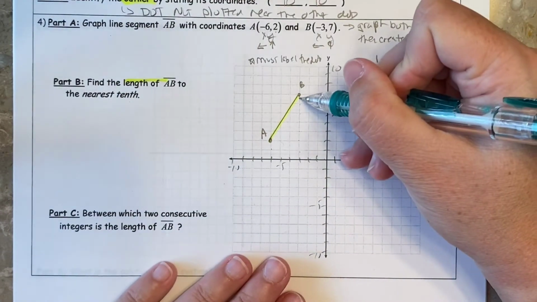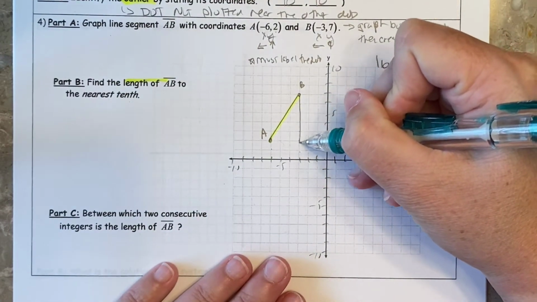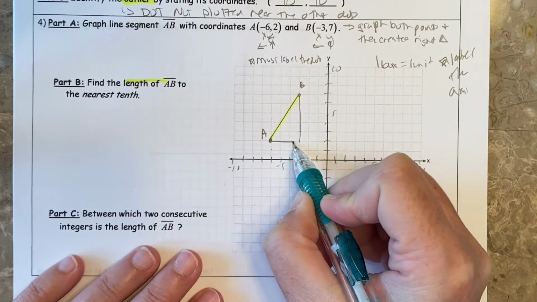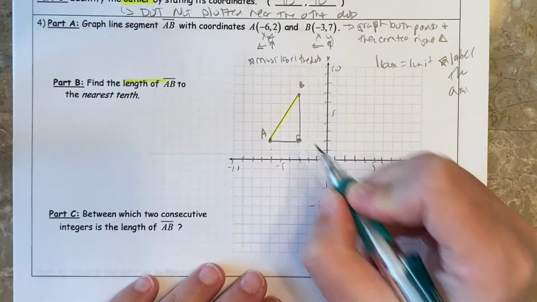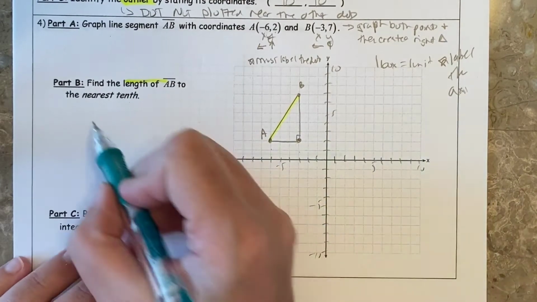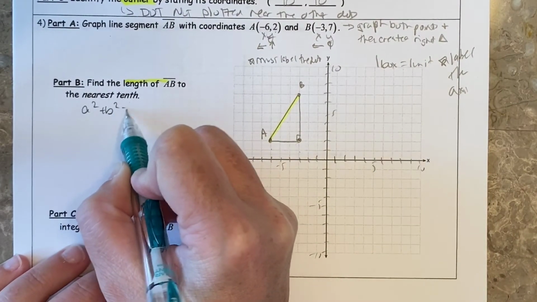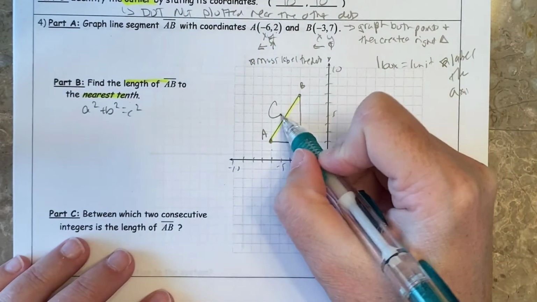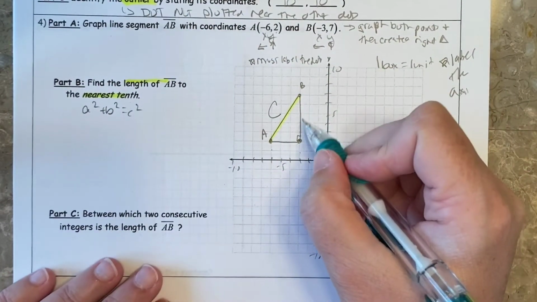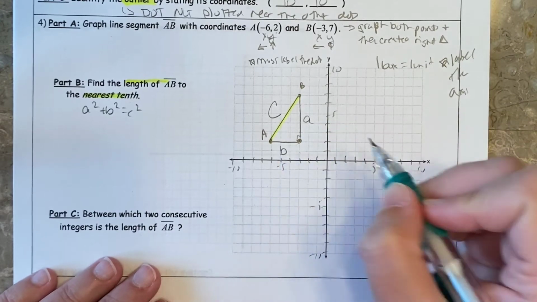So for now, we want to make our right triangle. So drop this point down and bring this point over till they match, and then we have our right triangle. Okay, and hopefully you remember, for a right triangle, a squared plus b squared equals c squared. Notice it does say nearest 10th. This is your c, that's your hypotenuse, and then the a and the b do not matter.